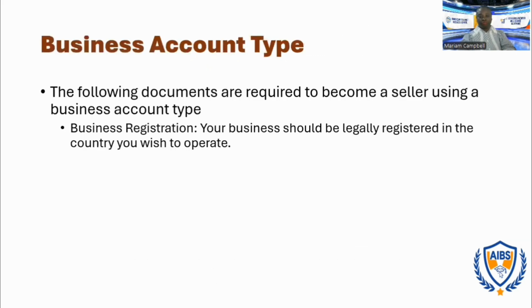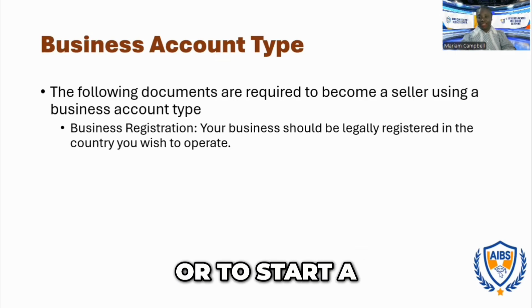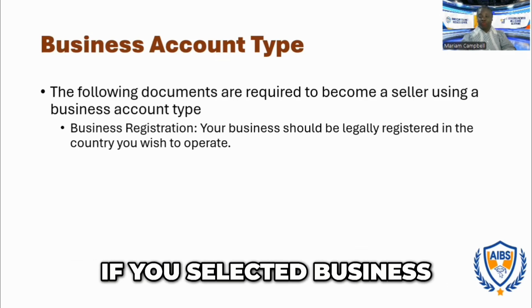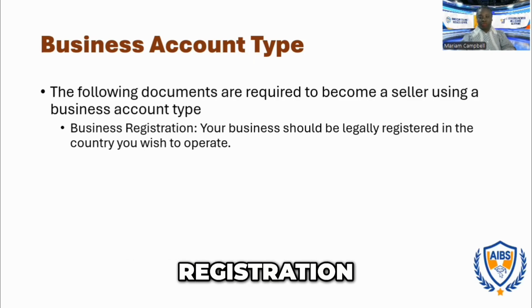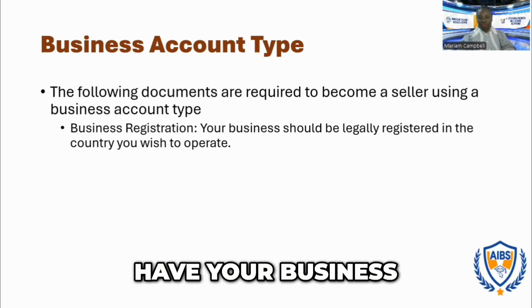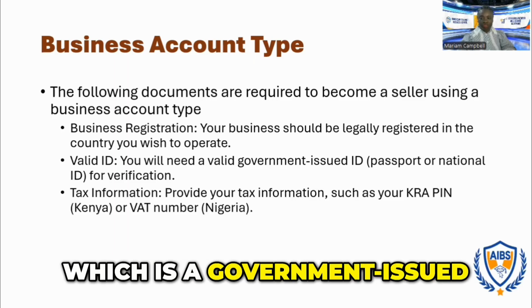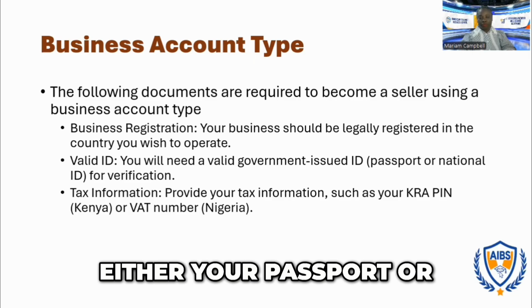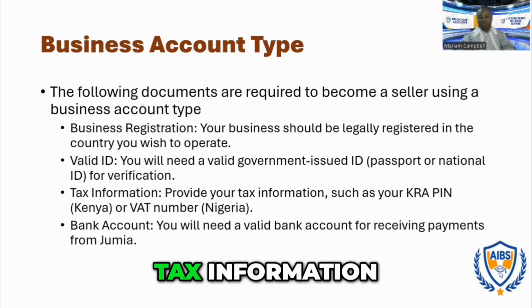What are the things you need to start a business account type? If you selected business account type in your registration, you need to have your business registration and valid identification, which is a government-issued one, either your passport or national ID, and then you also need tax information.